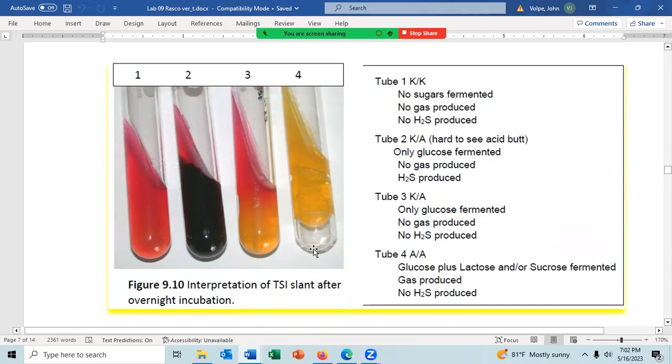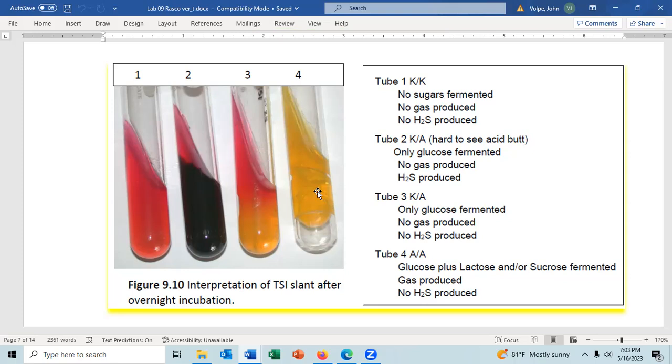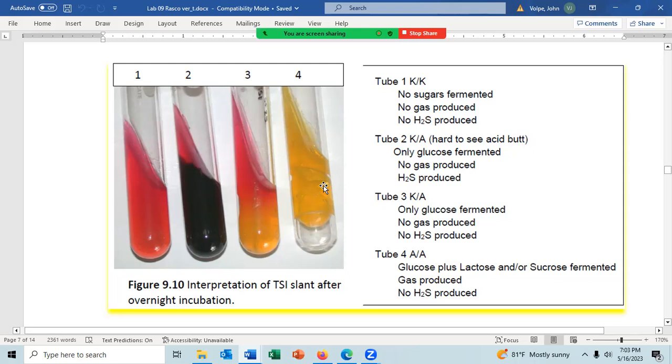If the sugar is fermented, it'll turn yellow. So obviously, here the sugar is fermented. In this case, we don't know which sugar is fermented, except that it is at least glucose and at least one of the other sugars, either sucrose or lactose. We don't know which, but at least one of the sugars is fermented.